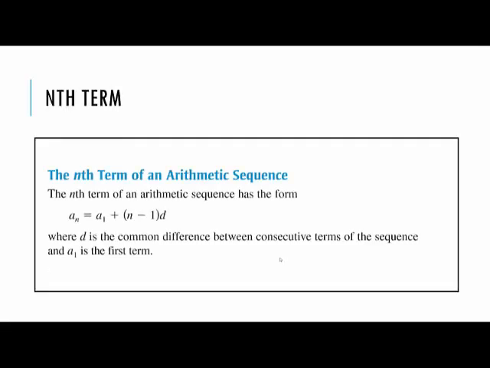The nth term of an arithmetic sequence has the following form: a sub n equals a sub 1 plus the quantity n minus 1 times d, where d is the common difference between the consecutive terms of the sequence and a sub 1 is the first term. So this is a standard formula that we will use today. If I said find the fourth term of the sequence, where the initial term is 3 and the difference is 4, then your formula would be 3 plus n minus 1 times 4, and you'd plug in whatever number you're finding in your sequence.